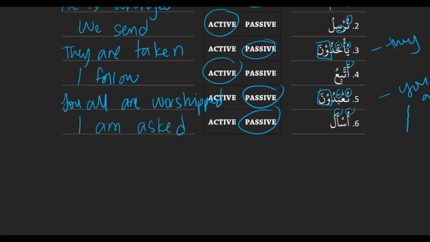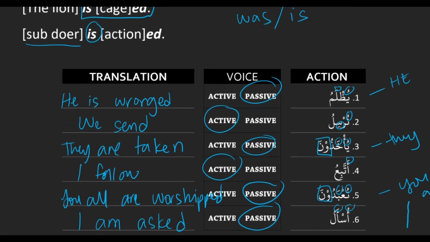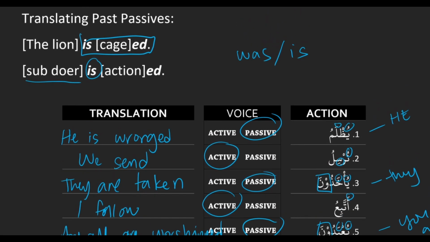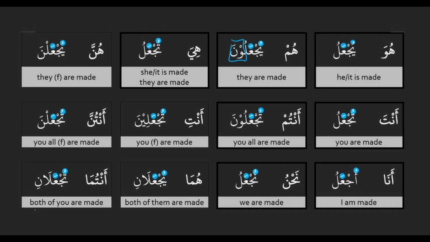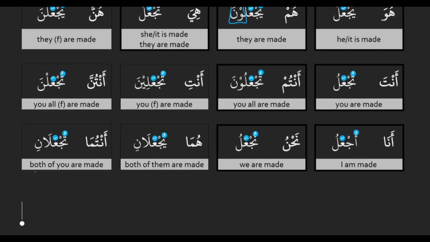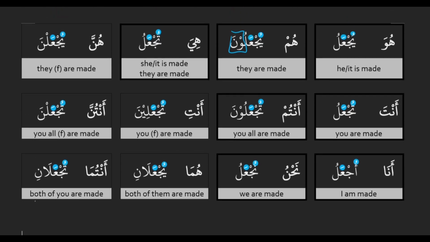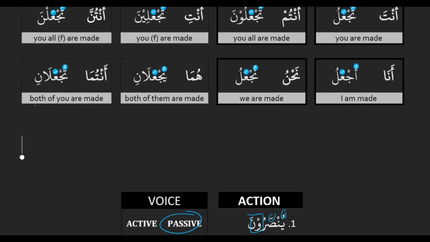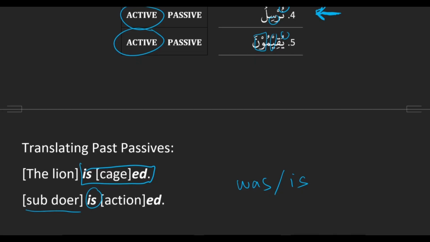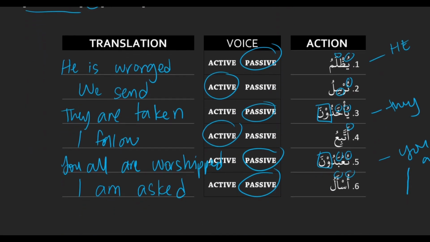So, recap of the lesson. How do we recognize a present passive? Present passive is going to have the same beginning and ending indicators as normal present tense, but we recognize it as passive with a u on the first letter and a on the second to last letter. Don't confuse it with past passive, which is ui. With present tense, it's u-a. And then how do we translate a present passive? Subdoer is actioned. Good. Subdoer is actioned.